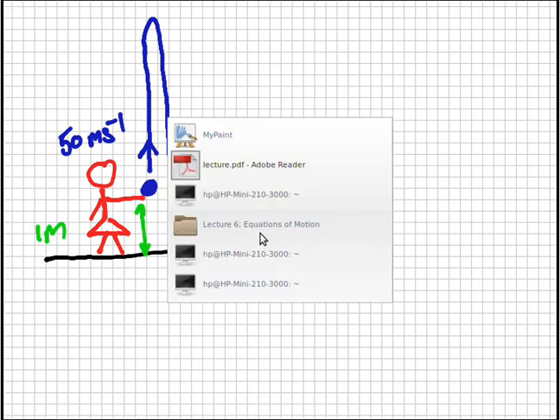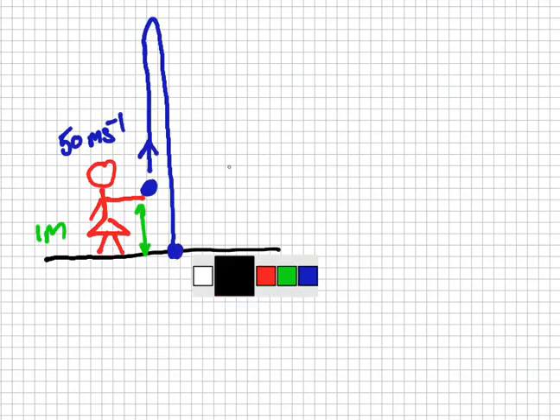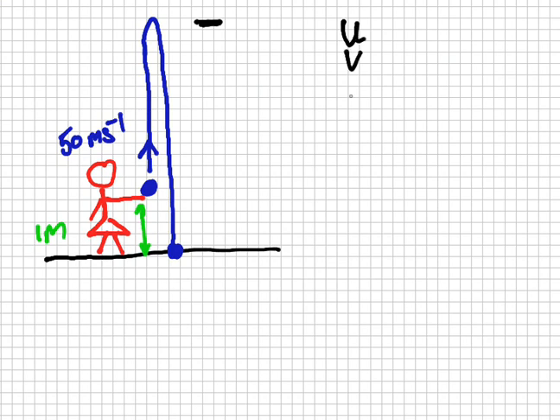What is the maximum height? So my first question is, what's the height up here? How high does it go? So let's write down what we know. U, V, A, T, S. What's the U? 50. The V is 0, because when it's at its highest, it's not actually moving, and then it falls back down. What's the A?